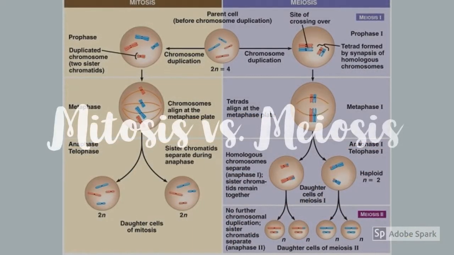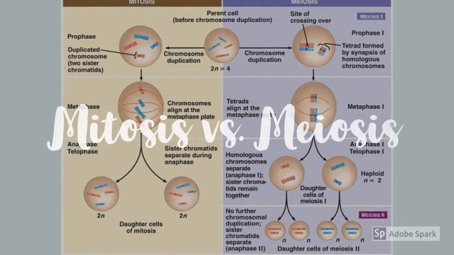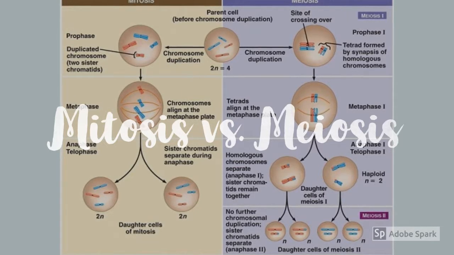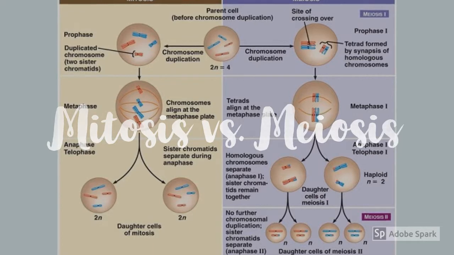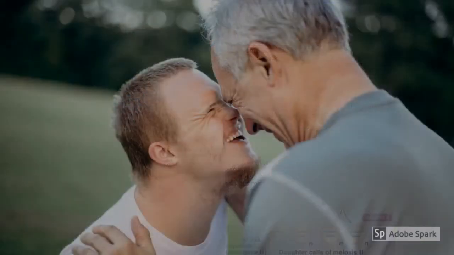Mitosis and meiosis are very different as shown in the picture. Mitosis can be used in asexual reproduction, and meiosis is used in sexual reproduction.